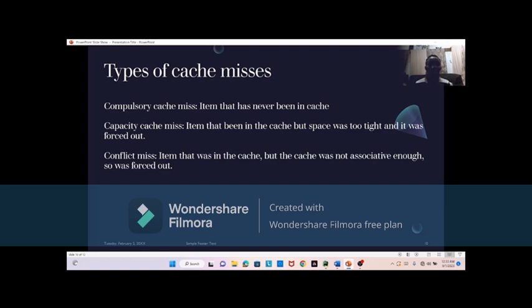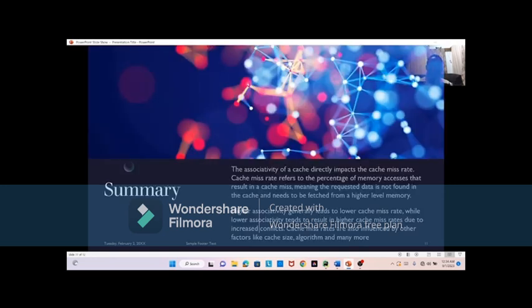We then move on to the types of cache misses. Compulsory cache miss: an item that has never been in cache is requested. Capacity cache miss: an item that has been in the cache but space was too tight and it was forced out. Conflict miss: an item that was in the cache but the cache was not associative enough, so it was forced out.